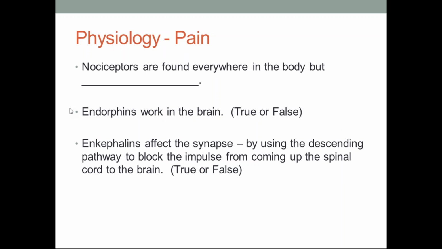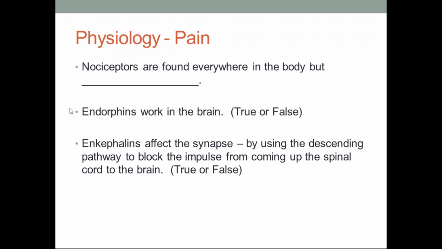All right, nociceptors are found everywhere in the body, but not the brain, right. That's why they can do brain surgery if they just freeze the scalp and the bone tissue. They can, and the meninges, they can get into the brain tissue. Endorphins work in the brain. True or false? Absolutely true. They kicked in for me today when I was doing that intense workout, when I came home and I was just dead tired and I was all happy.